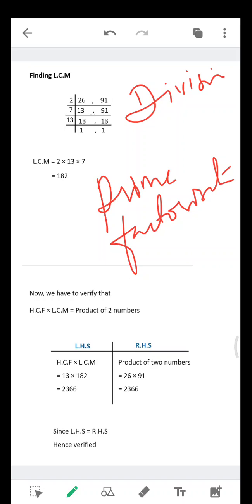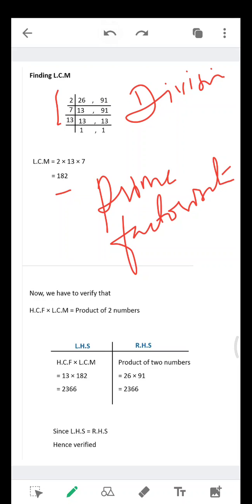Finding the LCM: 2 13s are 26, then 2 won't divide 91, so 7 13s are 91, then 7 13s, then 13 1s are 13, 13 1s are 13. Then we'll multiply all this. Hope you remember this. We'll get the LCM. 2 into 13 into 7 is 182.